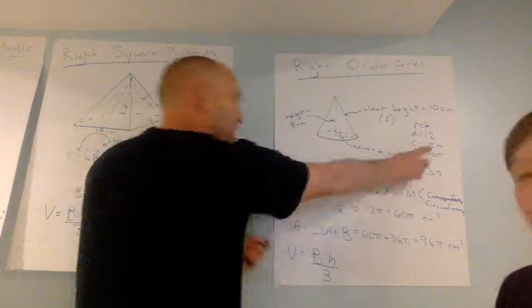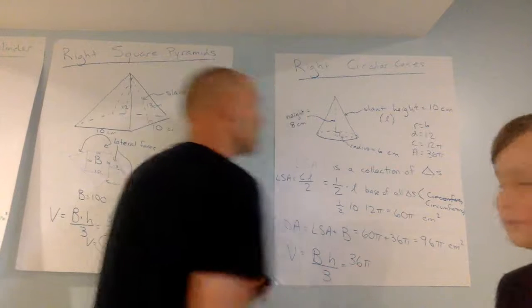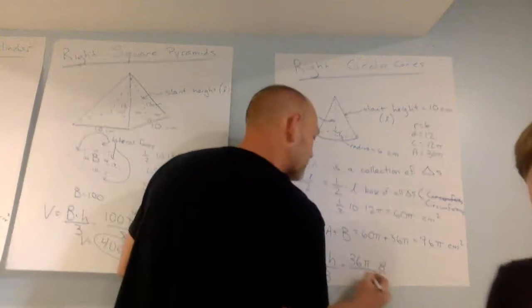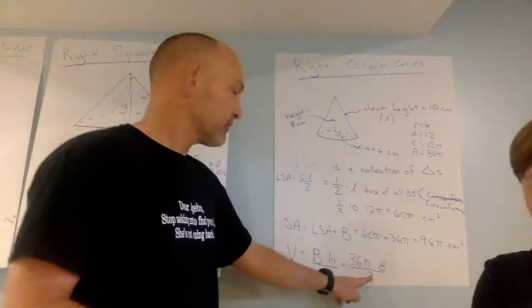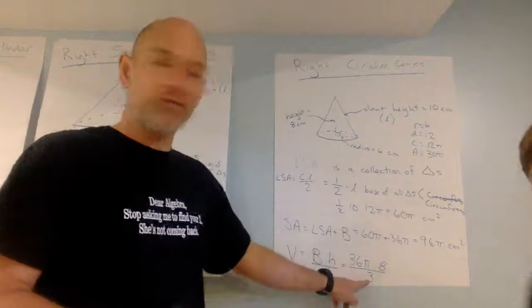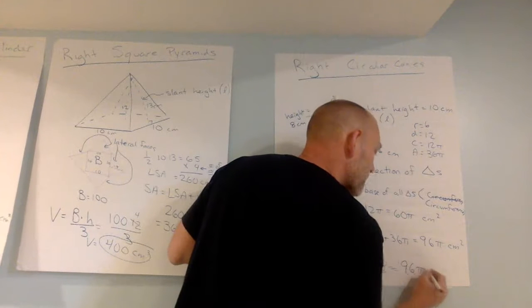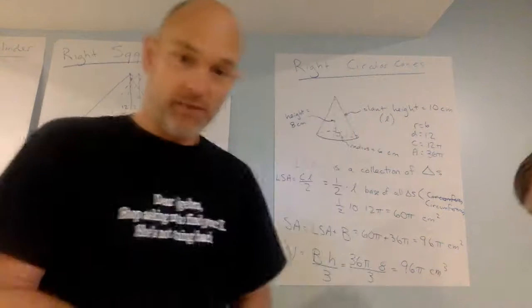Area of the base, we have that already, 36 pi. Regular height, 8. Divide by 3, because it took 3 cones to fill a cylinder. So 36 divided by 3 gives me 12, times 8, 96. Remember, it's cubic units, and now you have the volume. And that one's all done.